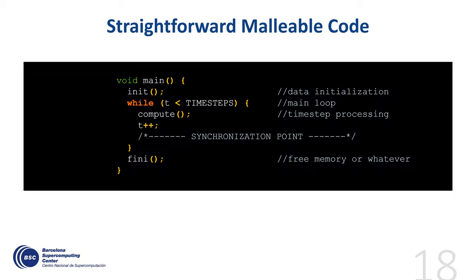So for that, we have here an example of a potential malleable code that is a main loop, and inside the loop we have a compute function where all the brute computation is done.